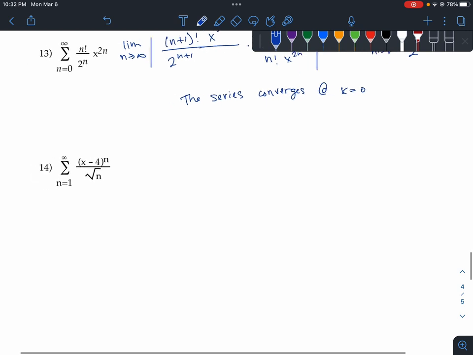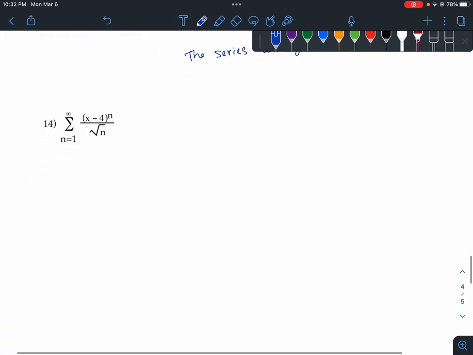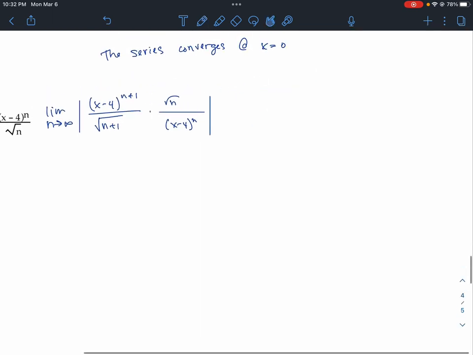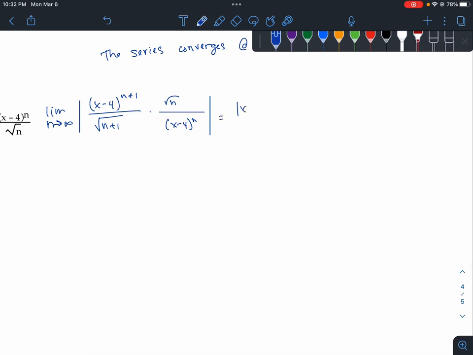Okay, so no interval there to be worried about. And then here, we'll run the limit as n approaches infinity of the absolute value. We'll have x minus 4 raised to the n plus 1 divided by the square root of n plus 1, times the square root of n, divided by x minus 4 raised to the n. Alright, so this is going to give me x minus 4, then we'll have the limit as n approaches infinity of the square root of n divided by n plus 1.